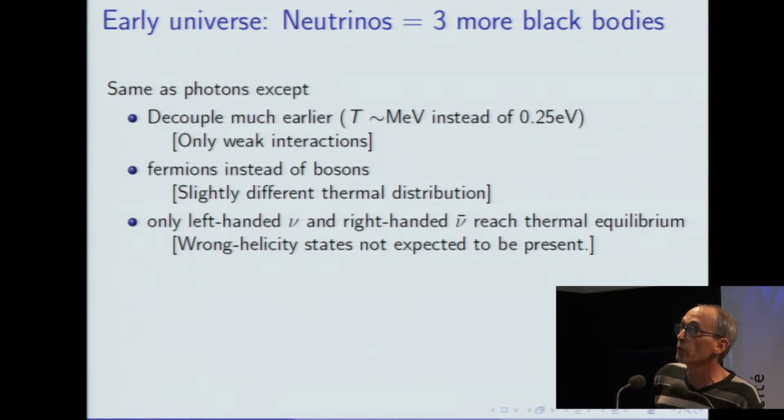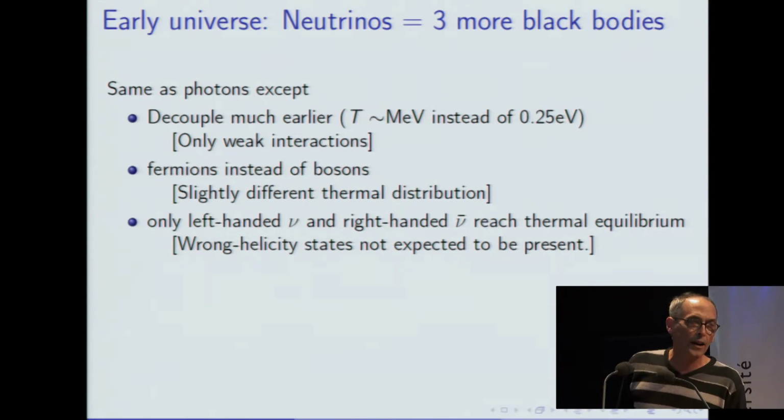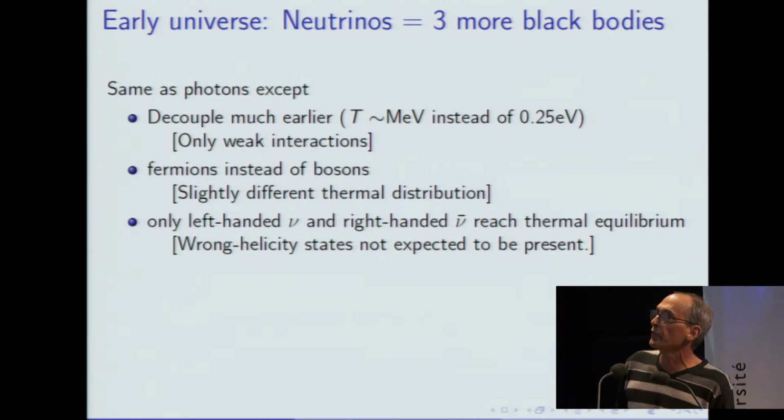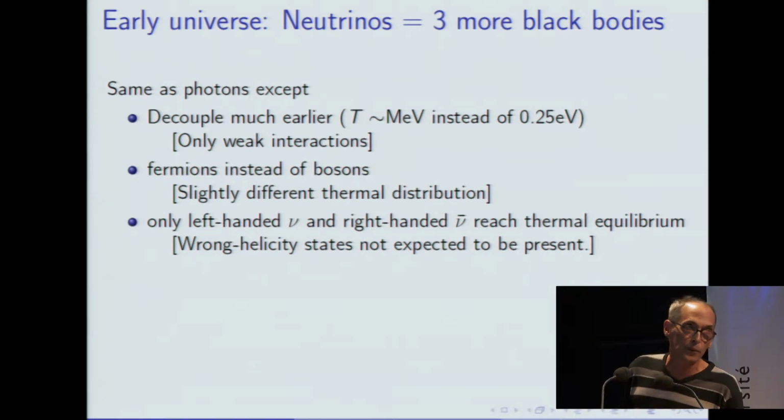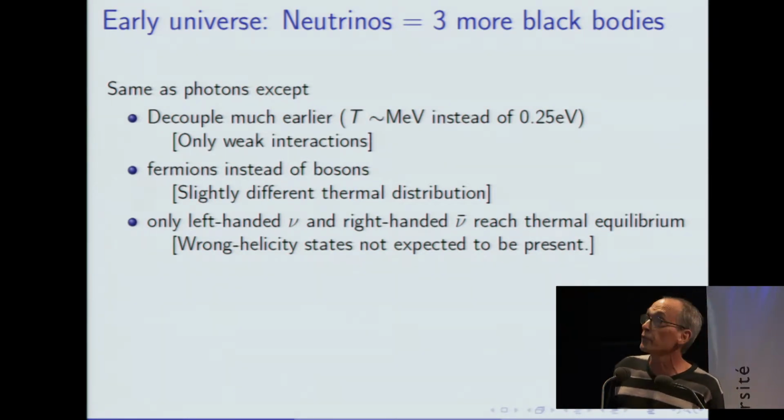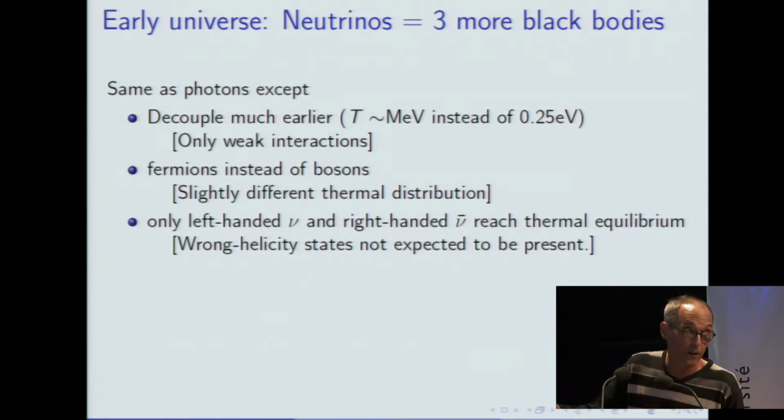It's not so important. Left-handed neutrinos and right-handed antineutrinos reach thermal equilibrium. The wrong helicity states, people always ask us, what about the wrong helicity states? They're not expected to be present because they never reach thermal equilibrium. Their interaction rates are too small. So we're not counting all the neutrinos, we're just counting the ones that couple, because the others don't have any reason to have a thermal distribution. They might be there because God put them there, but they're not there because of interactions.